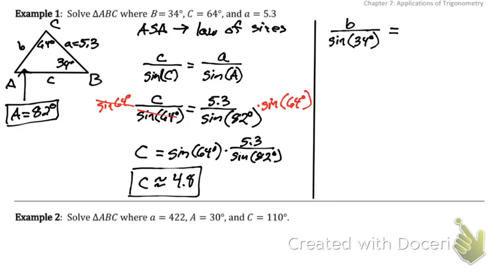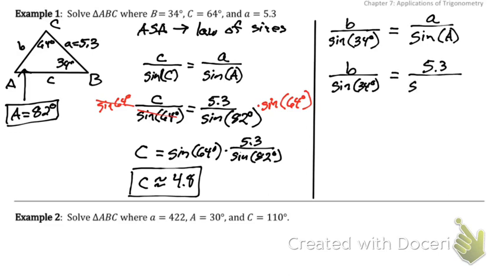They gave me side A and angle A. Well, we know angle A is right because we just did this. So I'm going to use the side that they gave me. So I'm going to use A over sine A because that's information they gave us. So reducing that down, we have B over sine of 34 degrees equals our side A, which is 5.3, over sine of the angle A, which is 82 degrees.